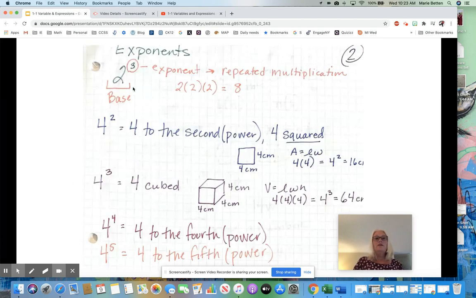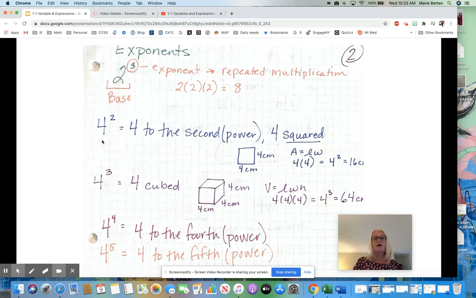Exponents. When you are given an exponent, it is written like this. The larger number is known as the base. The smaller number is known as the exponent. Exponents really mean repeated multiplication. So if I give you a base of 2 to the third power, it really means 2 times 2 times 2, which is 8. The base times itself 3 times equals 8.